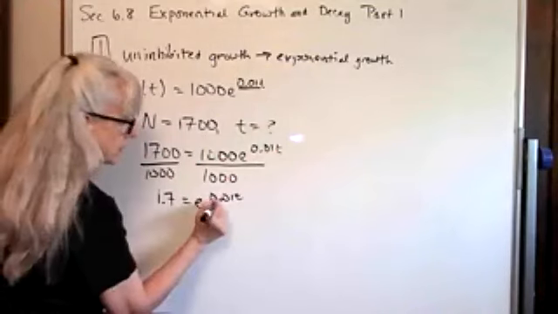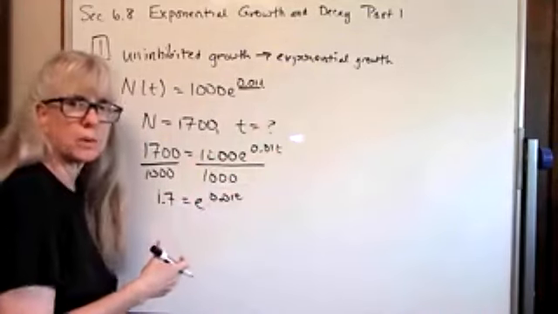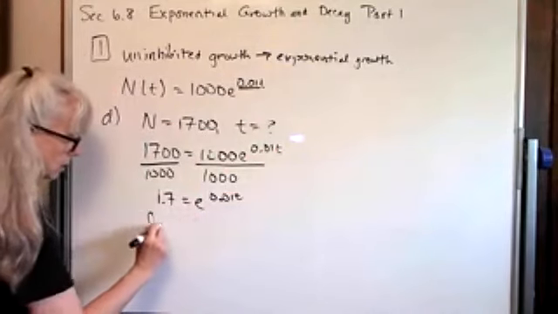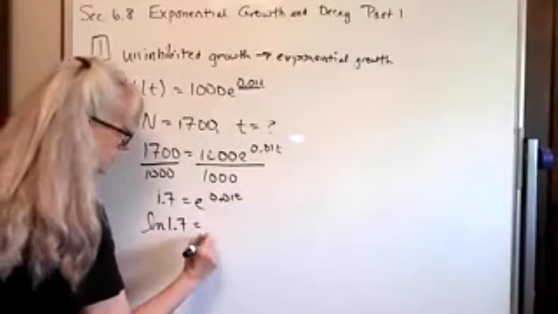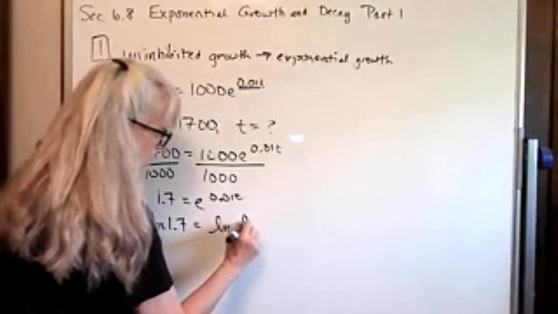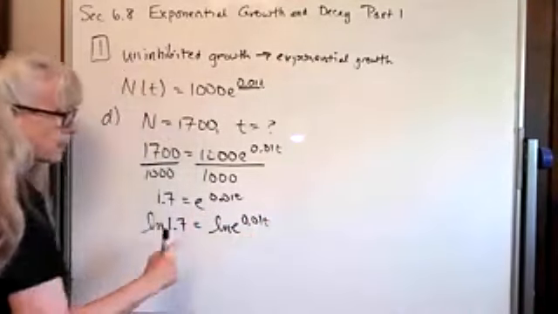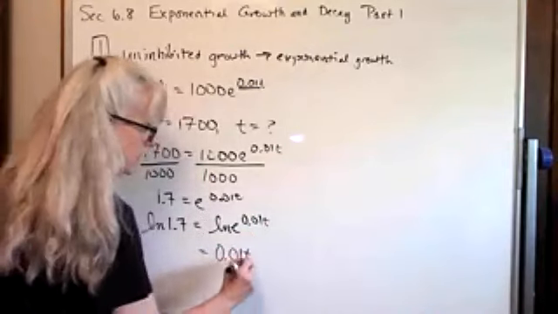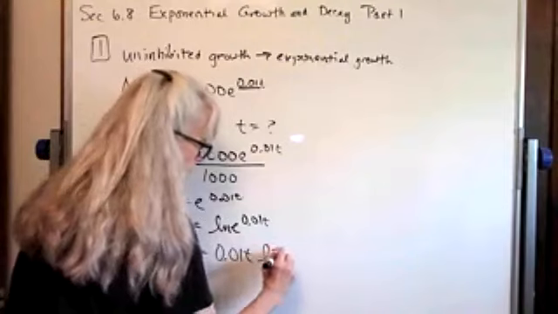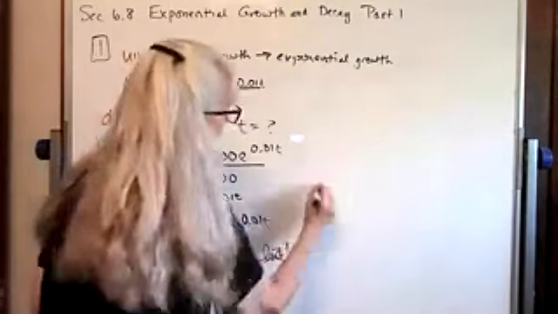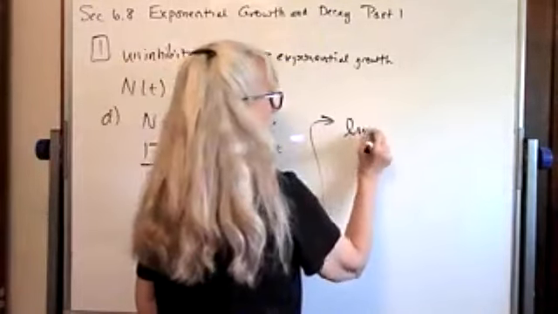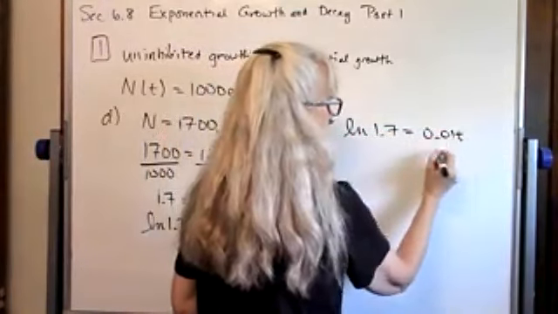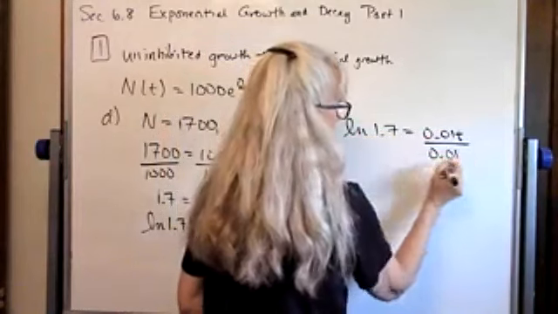Then our next step, in order to bring this t down out of the exponent position, is to take the log of both sides. Specifically, we'll use the natural log. So the natural log of 1.7 is going to be equal to the natural log of e to the 0.01 t. The reason we do that is on the right side, we'll move the exponent out in front, and the natural log of e is 1, and that's going to disappear. So what we really have is just the natural log of 1.7 equals 0.01 t. And then we'll divide out the formula.